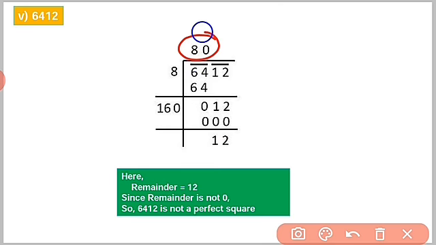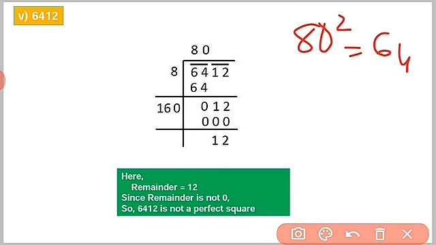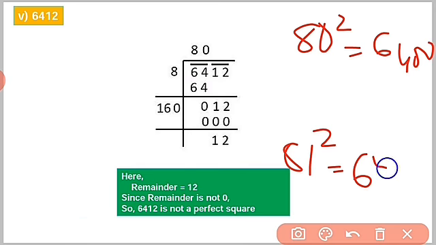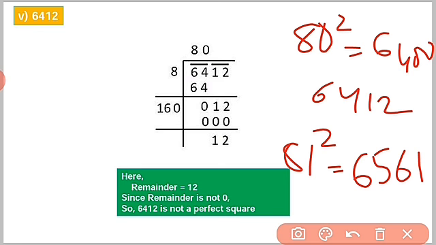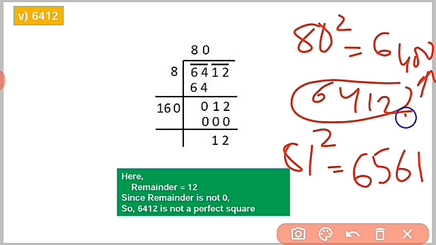See the quotient, this will be the next square number after 6400. So we see that 6412 lies between 6400 and 6561. This number lies between these two, and we need to find a number that must be added to this number to get a perfect square.